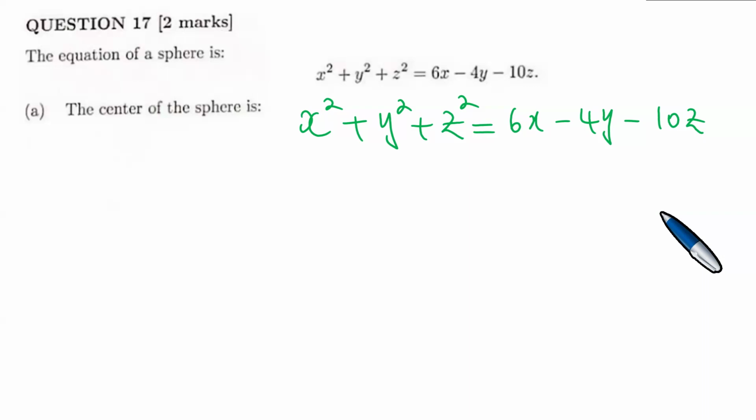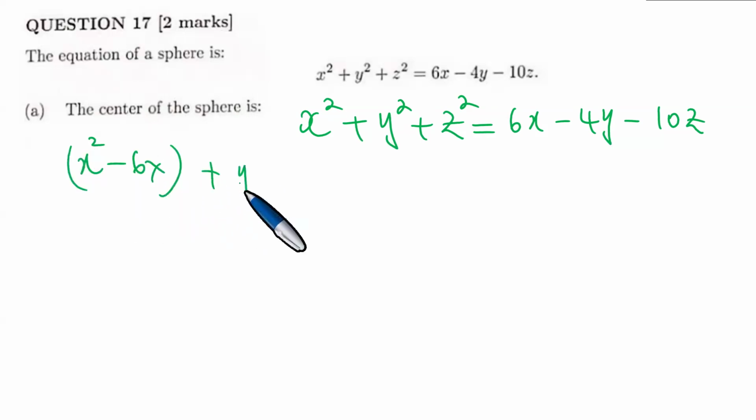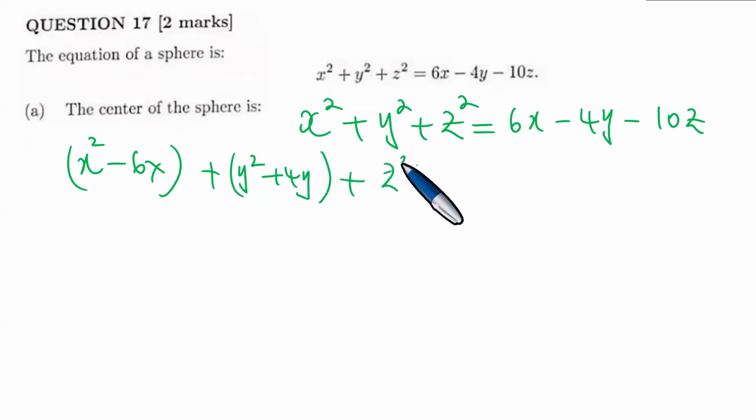I got the answer to be 6, minus 4 and positive 10. Okay, that's fine. So now, first and foremost, we must do some grouping, like x squared minus 6x. So we put the x's together. And then with y squared plus 4y, you move this minus 4y to the other side, it becomes positive. Z squared plus 10z equals 0. We've moved all the other terms there.